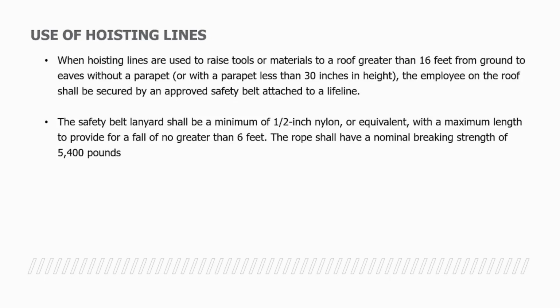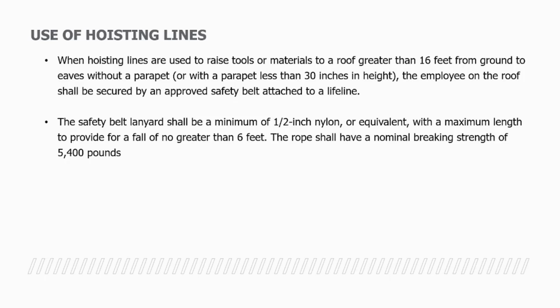Use of hoisting lines. When hoisting lines are used to raise tools or materials to a roof greater than 16 feet from ground to eaves without a parapet wall, or with a parapet less than 30 inches in height, the employee on the roof shall be secured by an approved safety belt attached to a lifeline.